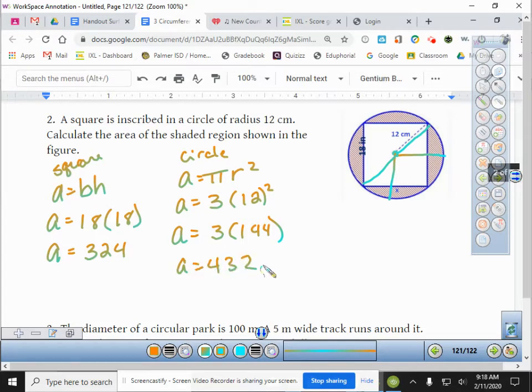And so what do we do? Subtract. Subtract. $108. 108. Everybody get 108? Yeah. Good.